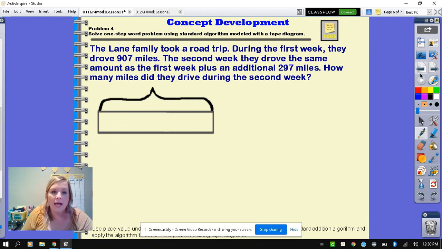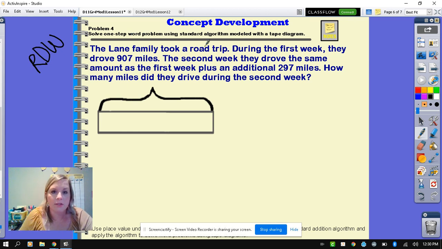Okay, our last problem that we're going to do is a one-step word problem, and we're going to use the standard algorithm modeled with a tape diagram. So make sure here we're going through our RDW process of read, draw, and write. So first we're going to read the problem very carefully to find out what we're wanting to do.